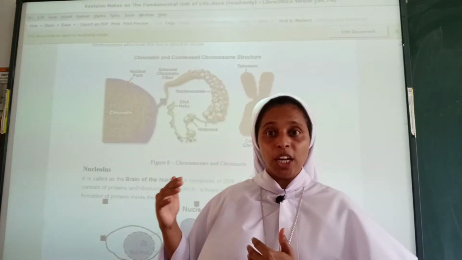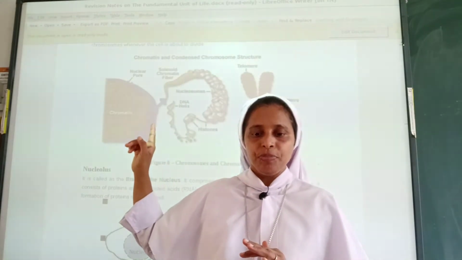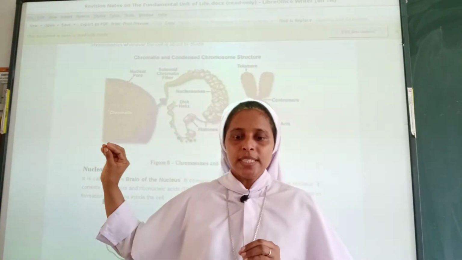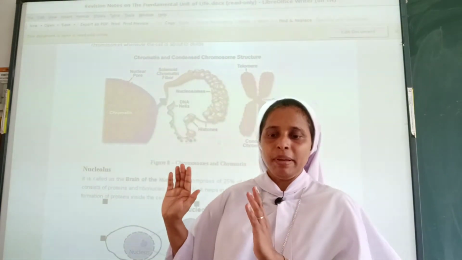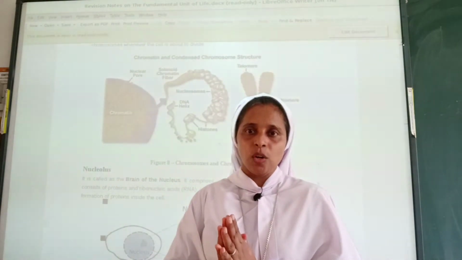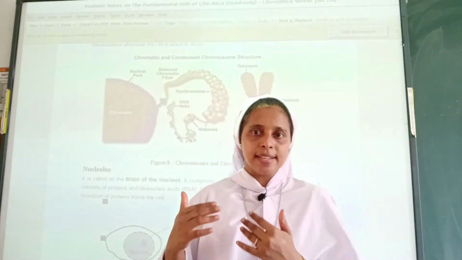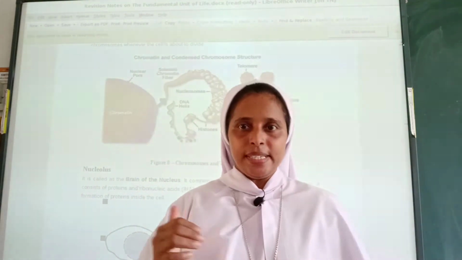Then what is the nucleoid? Sometimes these cells do not have a well-defined nucleus, and they lack the nuclear membrane. Such a nucleus we can call a nucleoid. When it lacks the nuclear membrane, we call it a nucleoid. Hope it is clear to you.